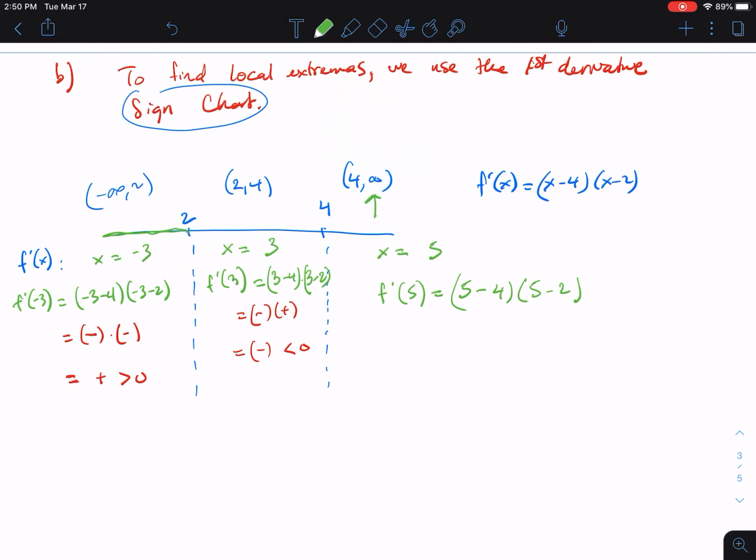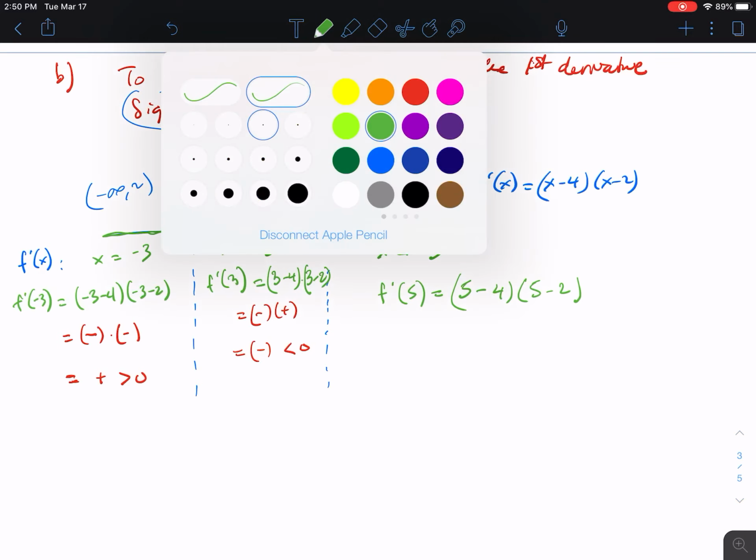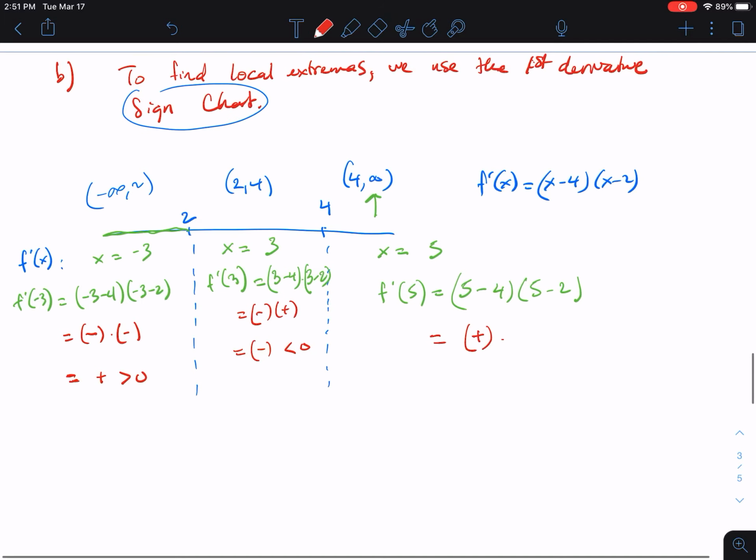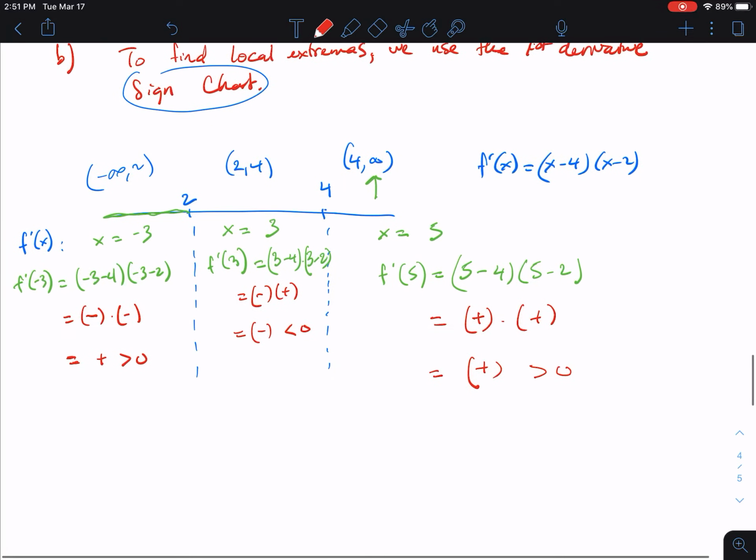Okay, so let's see here. 5 minus 4 is going to be a positive result, times 5 minus 2 is going to be a positive result as well. Oh, I don't want to write 3 here. We don't need that. Just say positive. So that's going to be a positive answer. That means the slope's going to be positive, greater than 0. Okay. So what does this tell us?